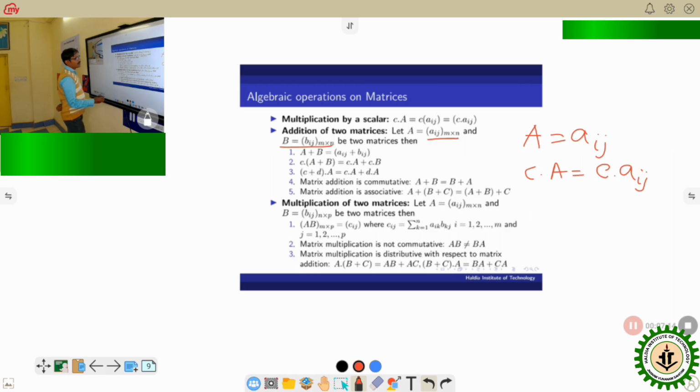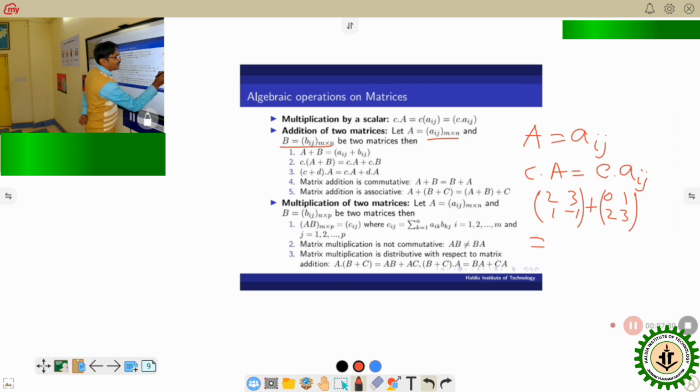Component-wise addition means, suppose a matrix 2, 3, 1, minus 1 plus 0, 1, 2, 3. Then what is the resultant matrix of these two? Component-wise addition: this is the first component of this matrix, this is the first component of that matrix. So 2 plus 0 is 2, 3 plus 1 is 4, 1 plus 2 is 3, minus 1 plus 3 is 2. So this is the resultant matrix of this addition. Similarly, you can know C into A plus B equals CA plus CB, and C plus D into A equals CA plus DA.